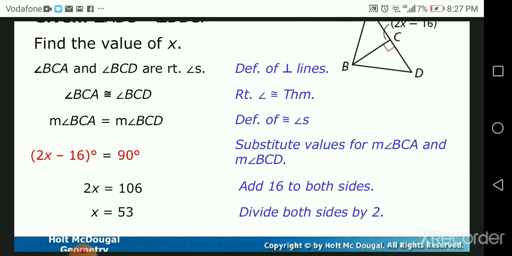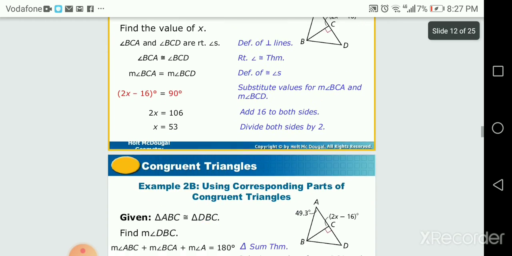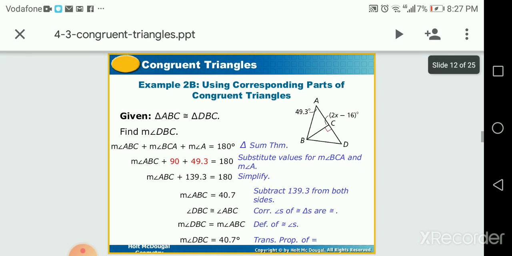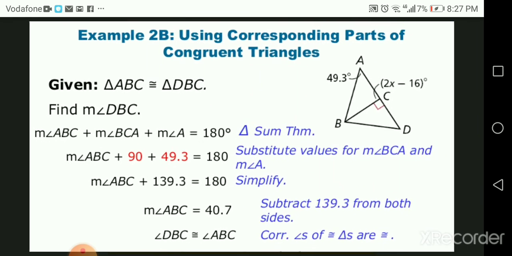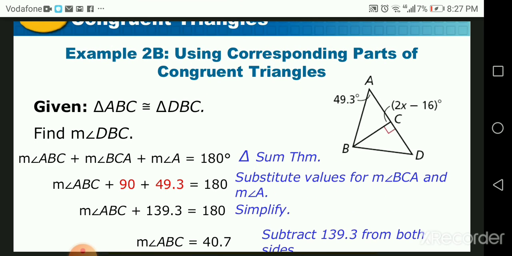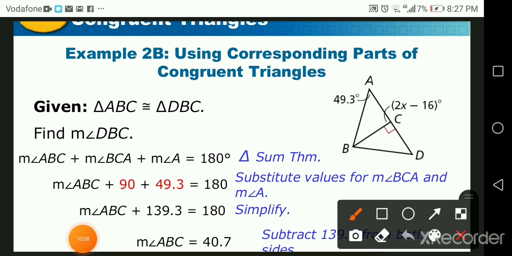Okay, guys? Okay, let's move to the other example. Here I have this example. It talks about two given triangles that are congruent. What do you want me to do? Find the measure of angle DBC. DBC, this angle. I need DBC. You know, this is 90 degrees.